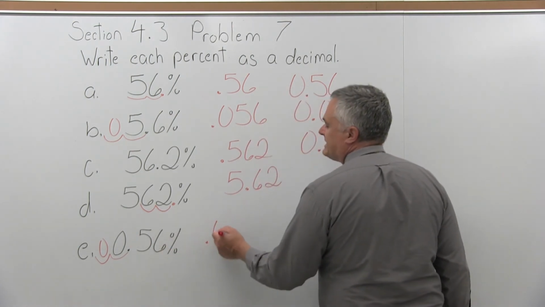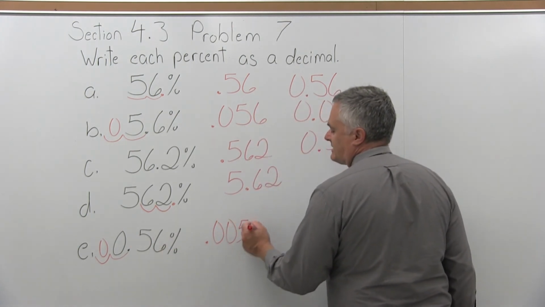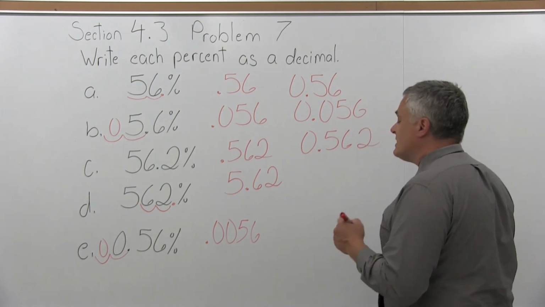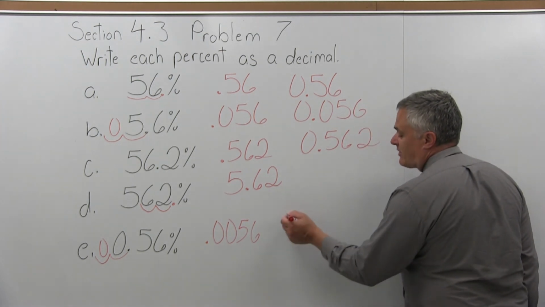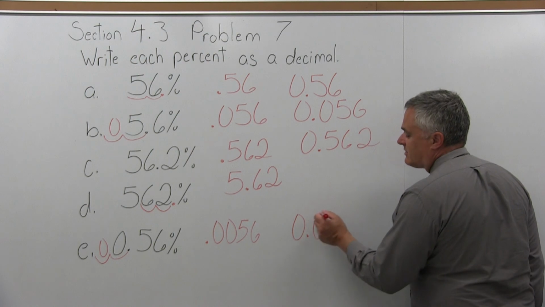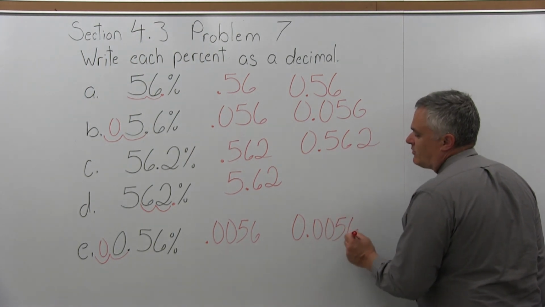So that would be .0056 as a decimal. And again, as with the others, if it's your preference, you can start it with a 0, put 0.0056. They're really both the same.